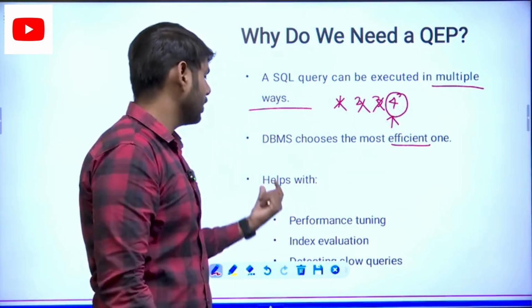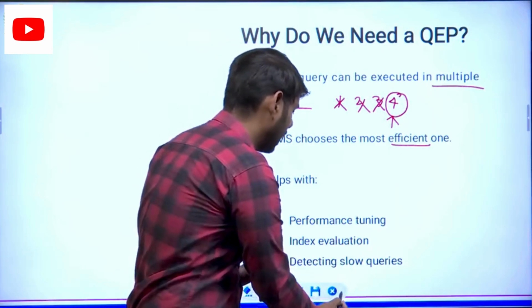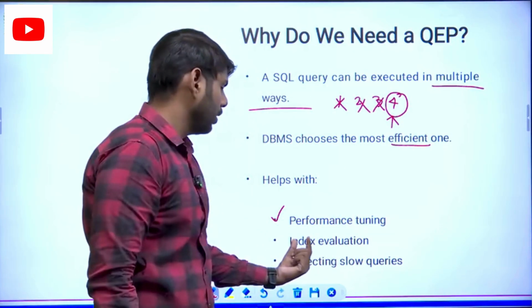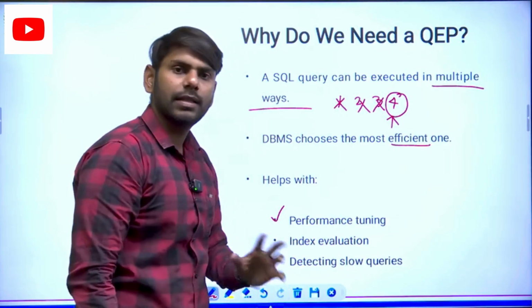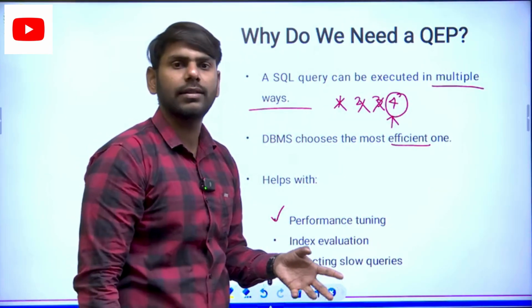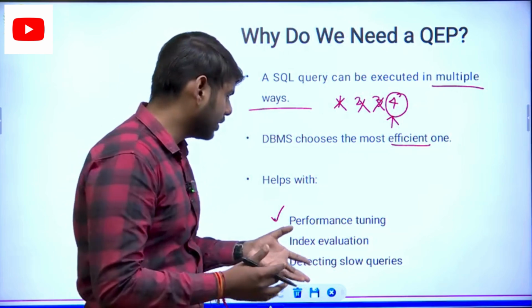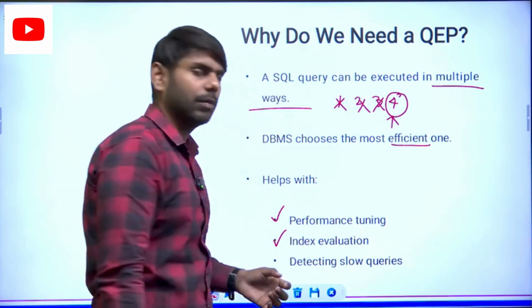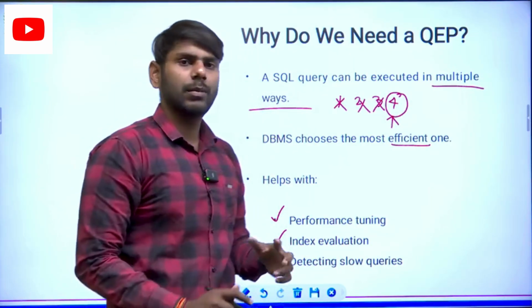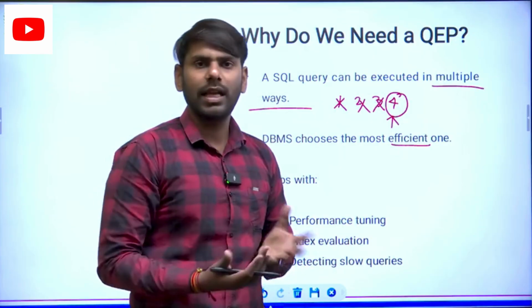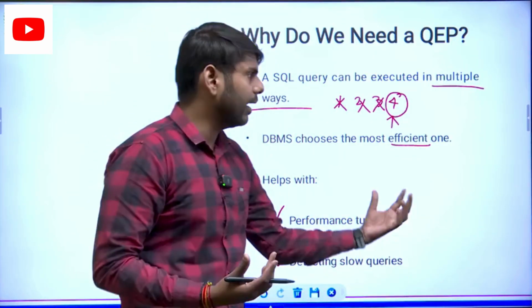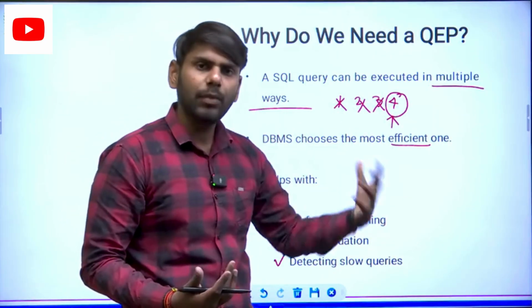Next, it helps with performance tuning, so we can improve our performance. With index evaluation, we can see whether we have to do a full table scan or apply indexes, and if we are applying indexes, how we can evaluate them for better performance. And for slow queries: a query can be slow or complex, so we can identify those slow queries and execute them in a faster way.